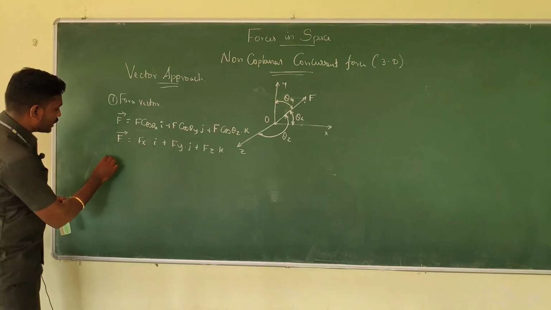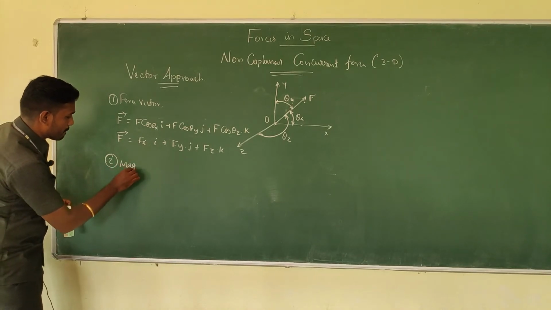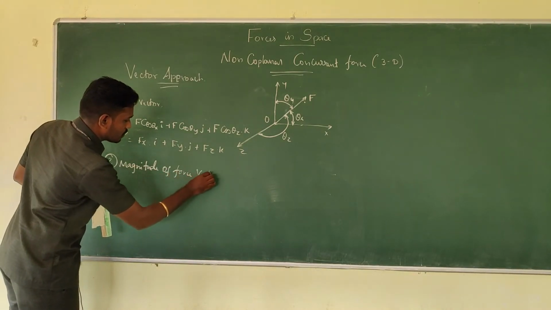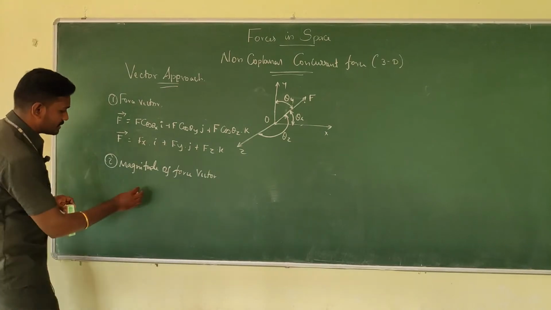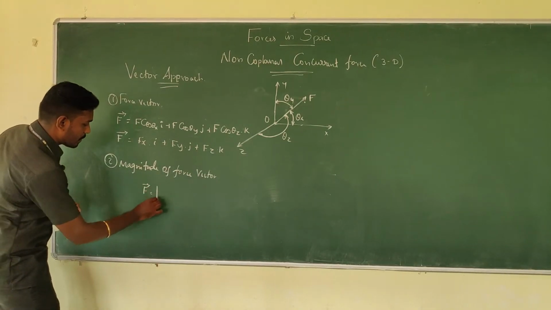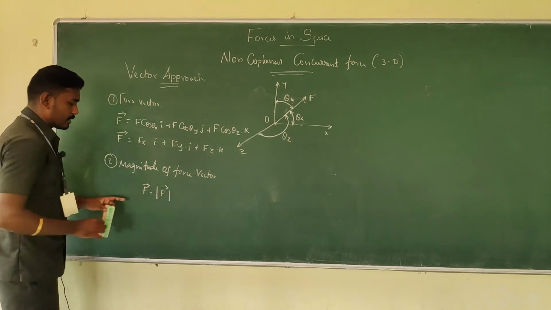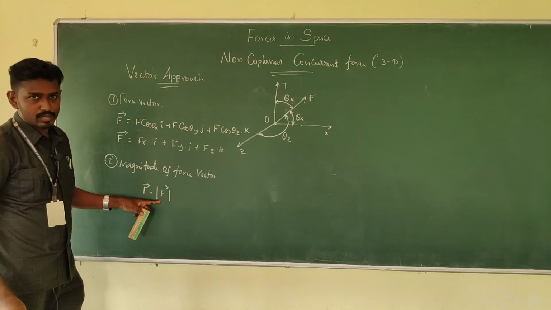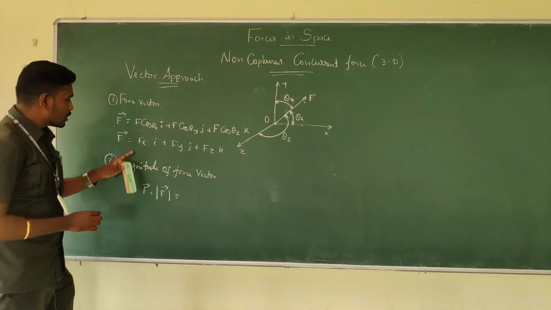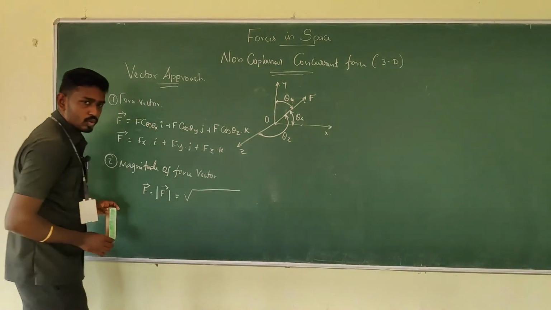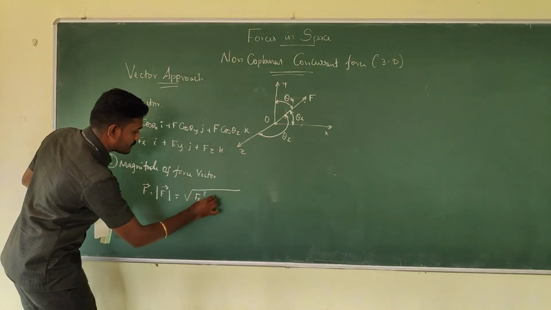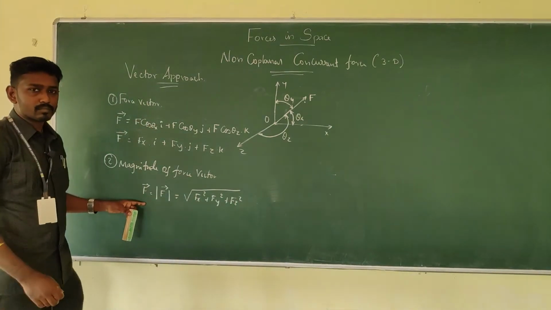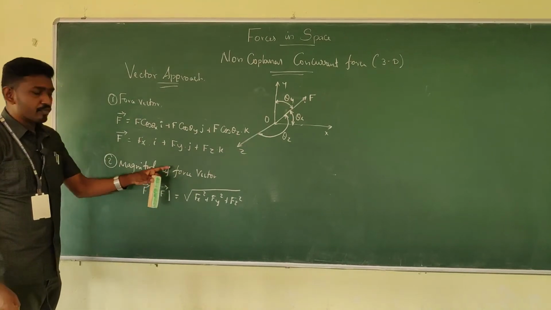So next, magnitude of force vector. This is nothing but easy. We have studied in the mathematical subject, right? When you are going to find the magnitude, we need to take the determinant of the same force. So what comes? Root of Fx square plus Fy square plus Fz square, right? So this is the magnitude of force vector.